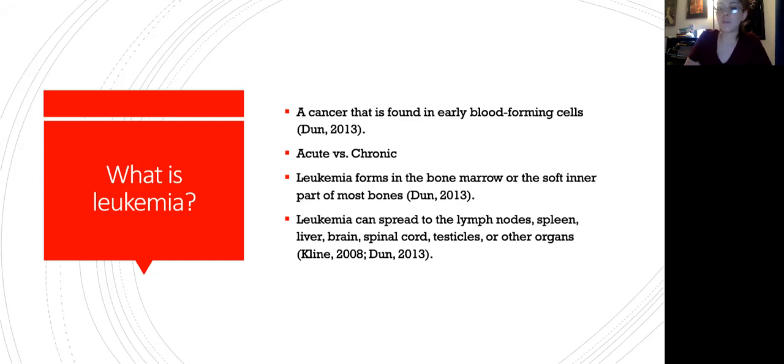Leukemia forms in the bone marrow, or the soft inner part of most bones. This is where new blood cells are created. And then once the leukemia forms, it invades the blood fairly quickly.